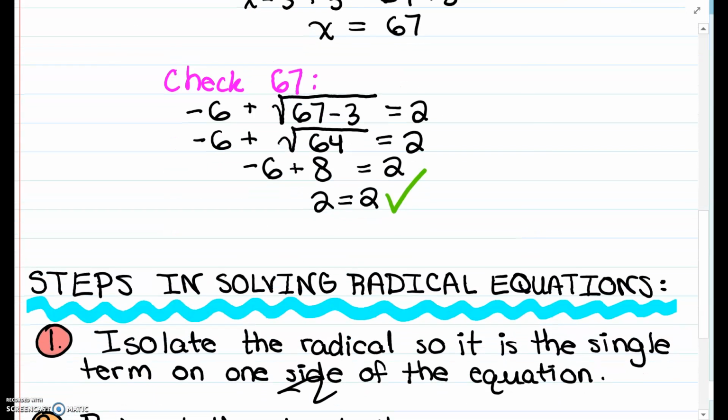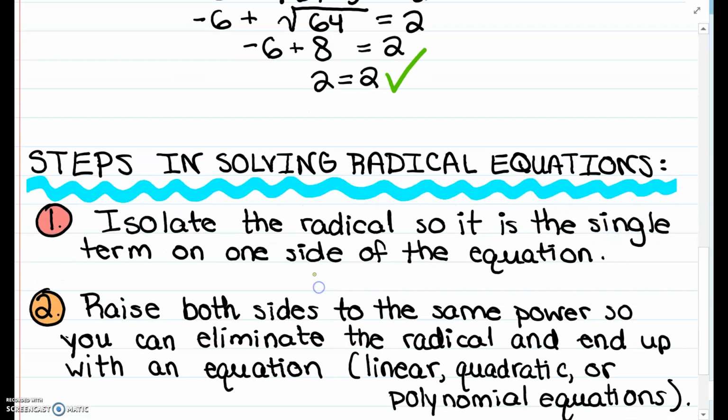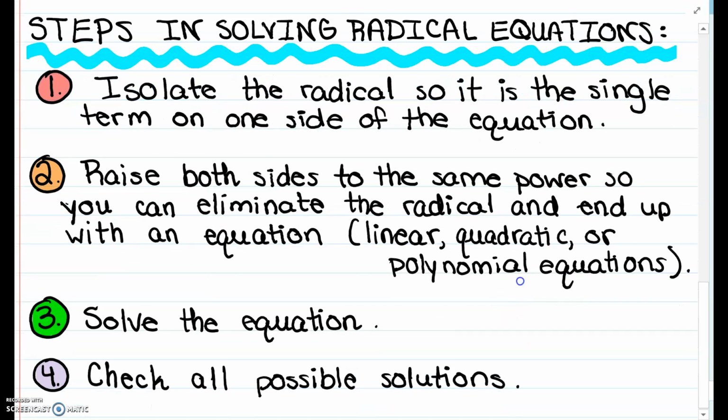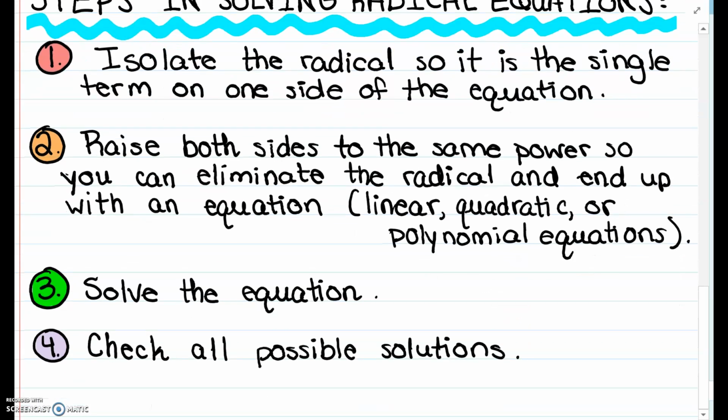So now that we have completed a couple of problems, we understand the steps needed in order to solve radical equations. Remember, isolate the radical so it is the single term on one side of the equation. This will be your first step. Second, raise both sides to the same power so you can eliminate the radical and then end up with an equation. And this equation could be linear, quadratic, or other polynomial equations. Then you will just solve the equation like you normally would. And lastly, check all possible solutions.